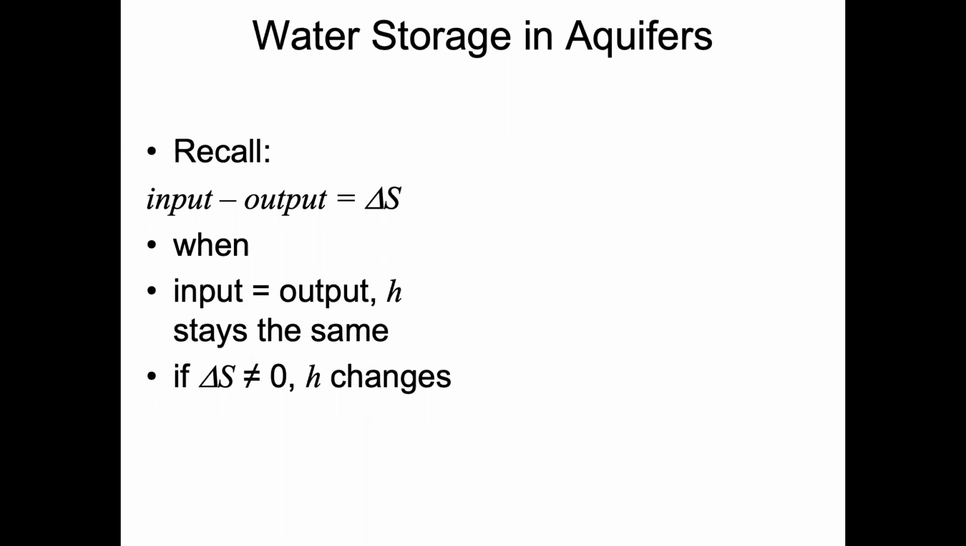So when we think about water storage in an aquifer, we can recall that we always have our inputs minus our outputs, which equal our change in storage. And if we say we're at steady state, then we have our inputs equal our outputs, and we can think about this as H staying the same under these conditions. Now, if our change in storage doesn't equal 0, then we would say that H is changing over time.